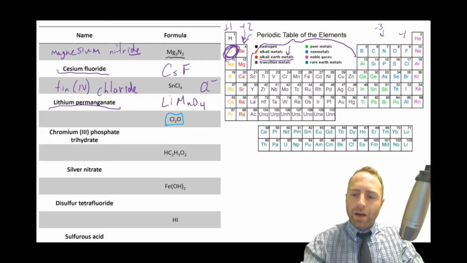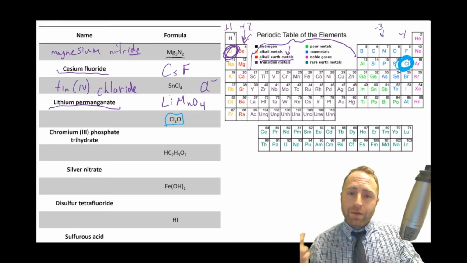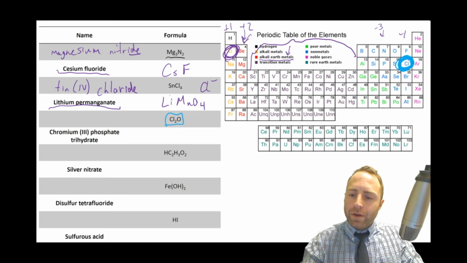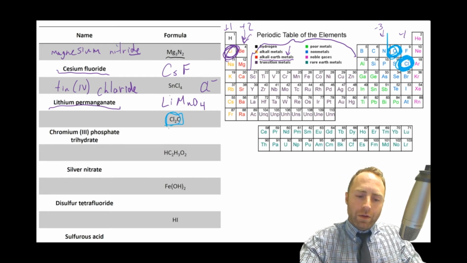On to the next one. Cl2O. Cl here on the right hand side of the periodic table, a nonmetal. We're leading off with a nonmetal, a really good indication that we've got a covalent compound. We've got oxygen right there on the periodic table. Two nonmetals together. Hey, we definitely have a molecular compound here, a covalent compound. So now we have to apply those rules.